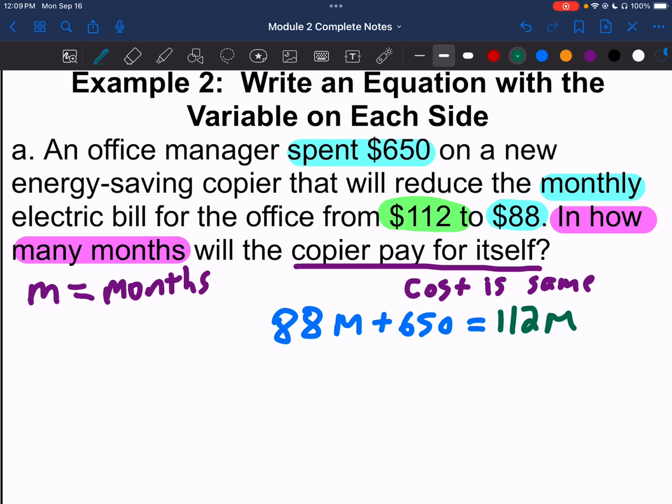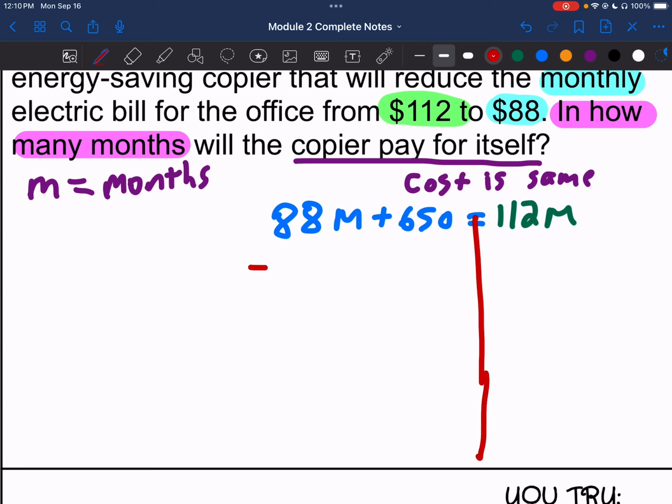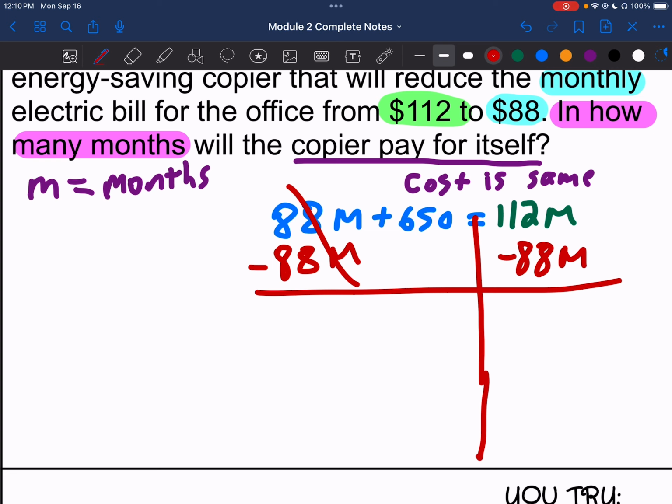Okay, so the old copier was running $112 a month. Now with this new copier, we need to add the cheaper rate that it's going to work with, but we also need to factor in the fact that it cost us $650 to buy it in the first place. So my first step is going to be draw my line down the middle as always, and then I'm going to subtract 88m from both sides. That cancels out, and we're left with 650 is equal to 24m.